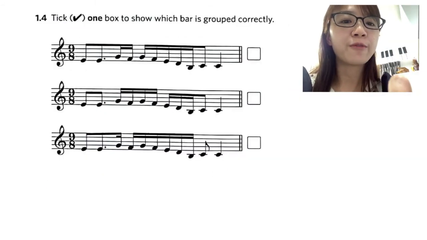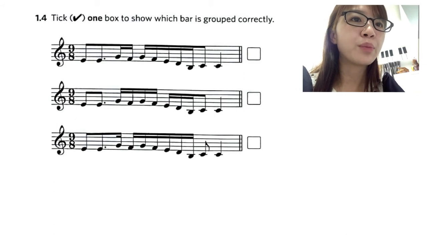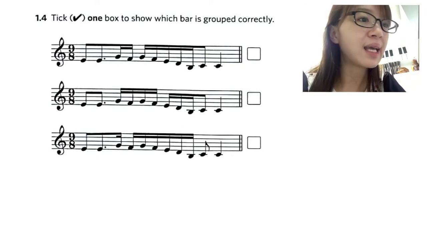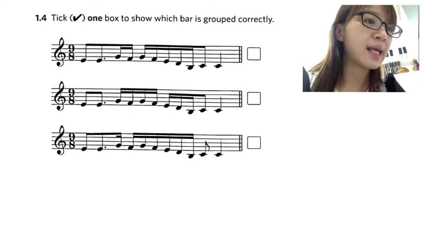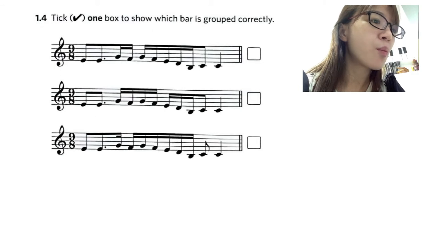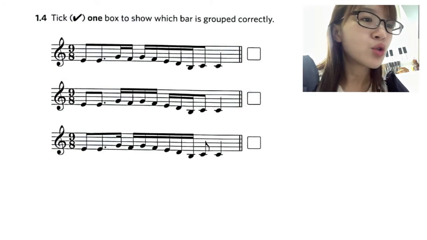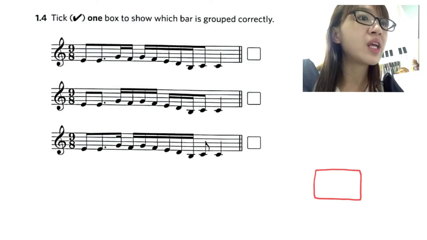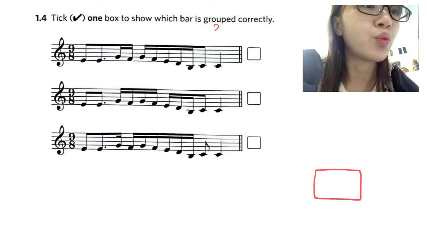For question 1.4, the student needs to tick 1 box to show which bar is grouped correctly. Before we know the answer, we need to understand 9-8. How many groups are there in 9-8? As we mentioned before, when the bottom number is 8, it means quaver. There are 9 quavers. Every 3 quavers form a dotted crotchet. So every 3 quavers is equal to 1 dotted crotchet. So you have 3 groups. This is what we need to know.